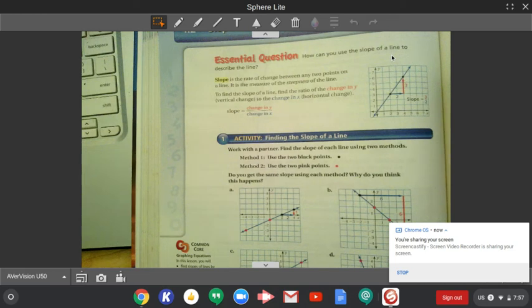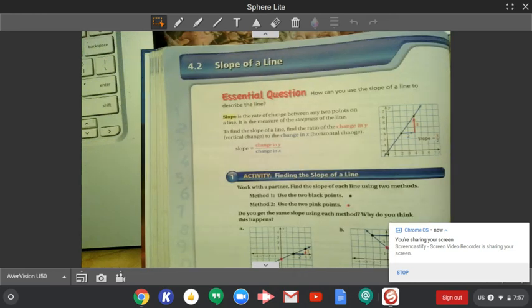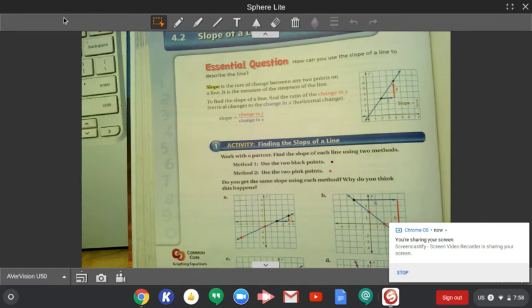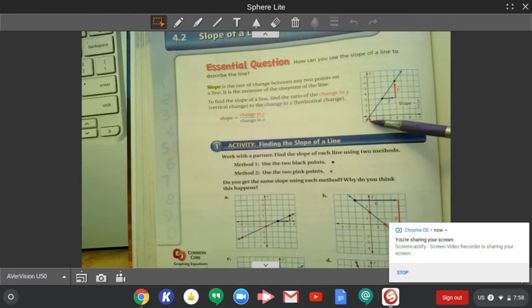Morning. Today we are working in our Big Ideas textbook, 8th grade, lesson 4.2, slope of a line. So when we talk about slope of a line, we are looking at the line's steepness. We are looking at the rate of change. Okay, and we can also call slope the rise over the run. So we're looking at steepness, rate of change, or rise over run.